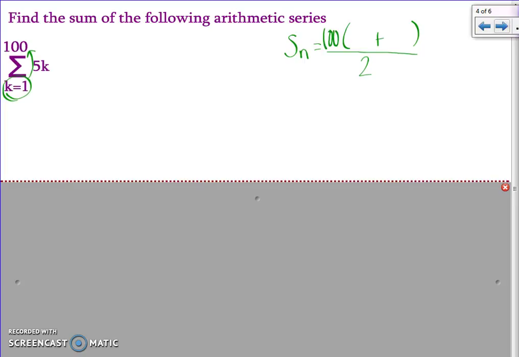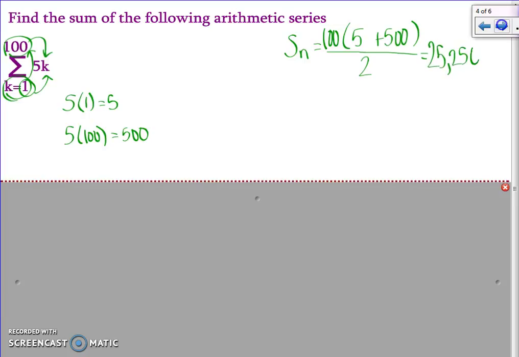And then how would we find the first term? Well, let's think about when we were expanding these a couple pages ago. All you do to find the first term is to put 1 into the formula. How do you think we find the last term? We take this number, put it into the formula. So we've got 500. We've got 5 for the first term, 500 for the second term. We get a grand total of 25,250.